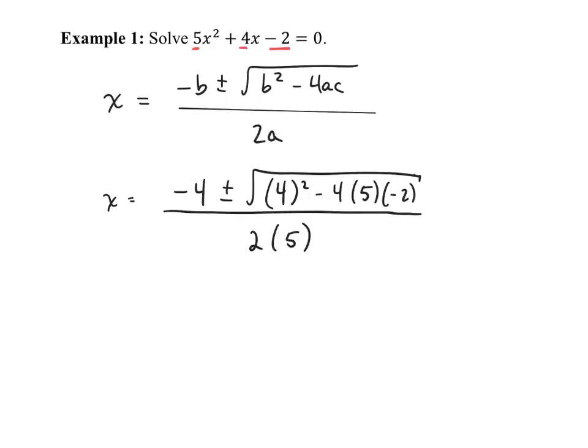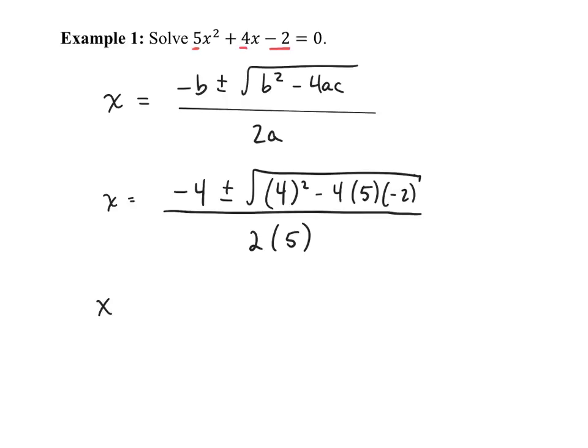Let me know if there's any confusing part to this, because I want to make sure that it's not unclear. I'm simply plugging in for A, B, and C. A is 5, B is 4, and C is negative 2. Simply plug each in. The hard part about this section is honestly just to have the formula memorized. That's the only hard part.